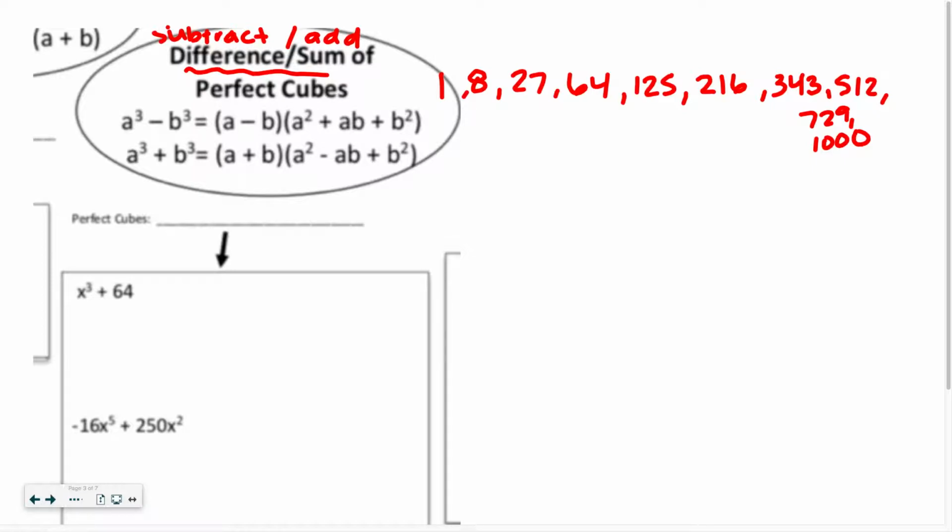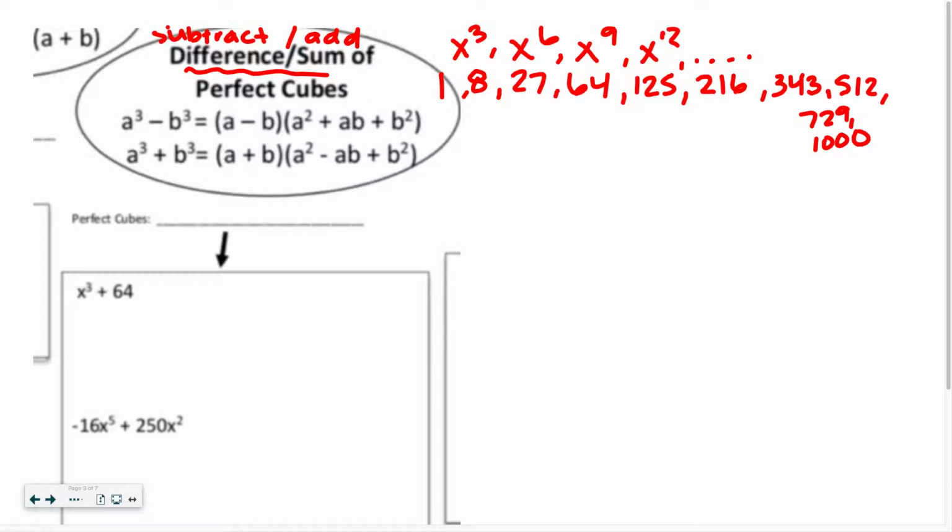What would be some x's that are perfect cubes? X cubed, obviously. Then the next one would be x to the 6th. Because what's the cube root of x to the 6th? X squared. X squared times x squared times x squared. I would add up all those exponents and that would equal 6. And so the next one will be x to the 9th, x to the 12th, and so on and so on.